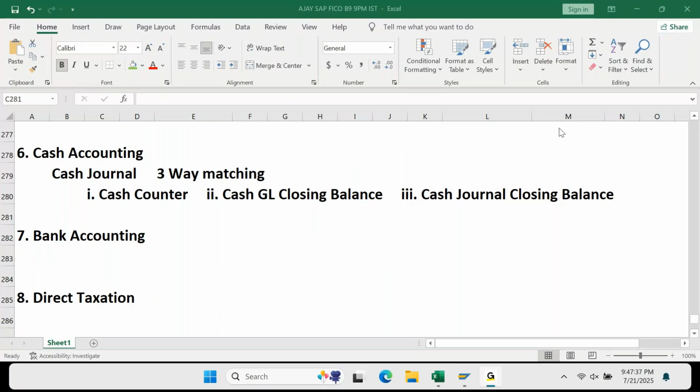Sir, what is cash journal? Is it a manual journal? It's a different functionality in SAP. There is a different screen with which you will find out the cash. All this I will show once we start the regular classes. Every point will be shown practically in depth. Okay, so this is about your cash journal.